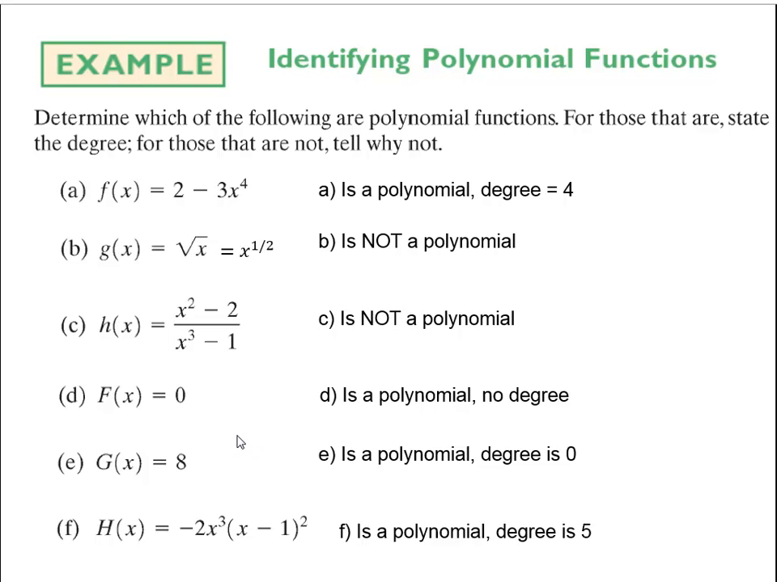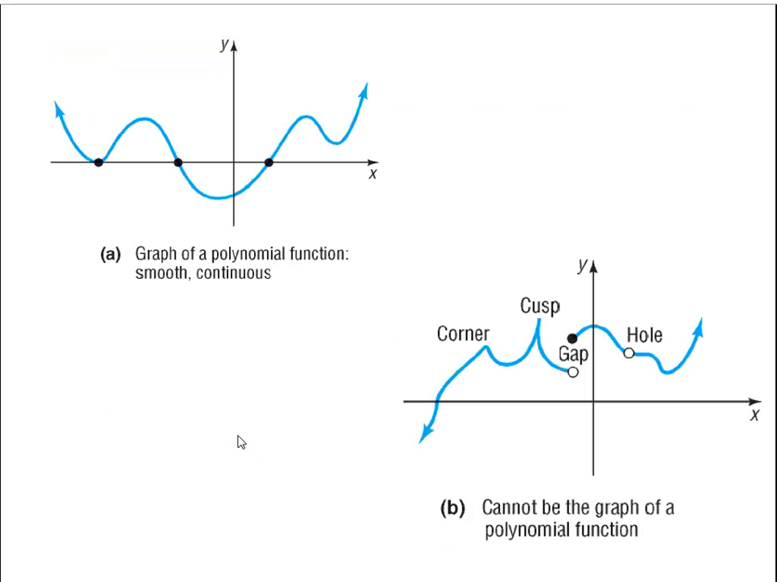All right, so let's go ahead and move on, and let's take a look at another concept in this section, which is that polynomial graphs are smooth and continuous. So up here in the upper left-hand corner, this would be the graph of a polynomial because it's smooth and it's continuous, right? So continuous meaning I never pick up my pencil, right? And smooth being it doesn't have any sharp edges, right?